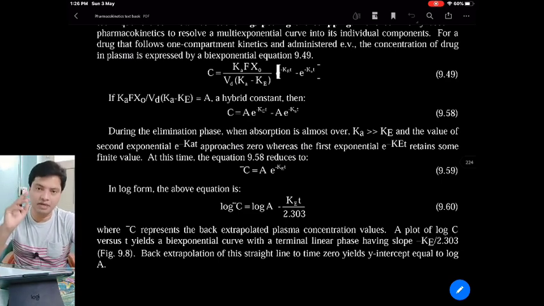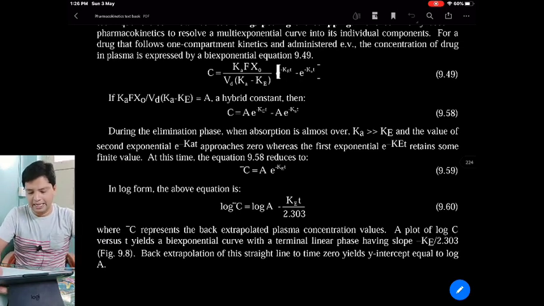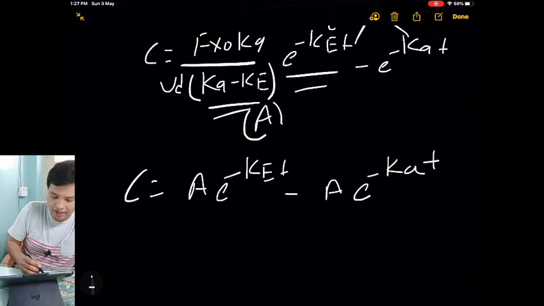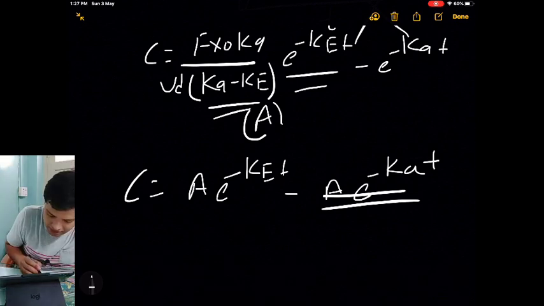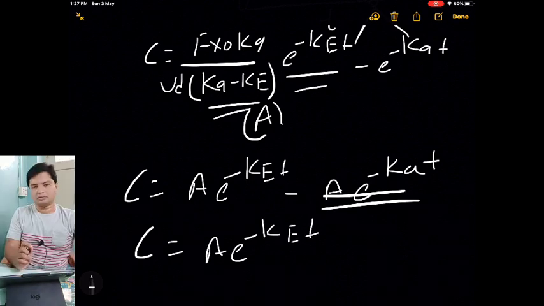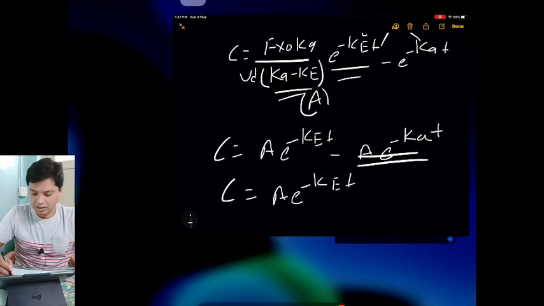What it says is during the elimination phase, absorption will be 0, so the absorption exponent will not be considered. So I will be remaining with only one equation, because I am not considering the absorption during the elimination phase. I will be remaining with C is equal to A e to the power minus Ke t. Okay, because we are considering only the elimination phase here.